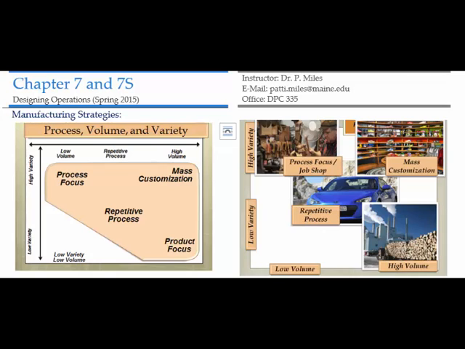Yet custom homes, I think, would be more up here in the process focus. So that gives you a little bit of a rundown on the volume, variety, and how that works. This, what do you want to call it? Grid, if you will, to kind of understand where the things fit in there.